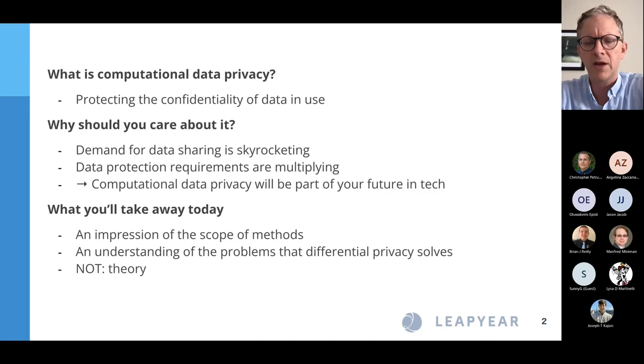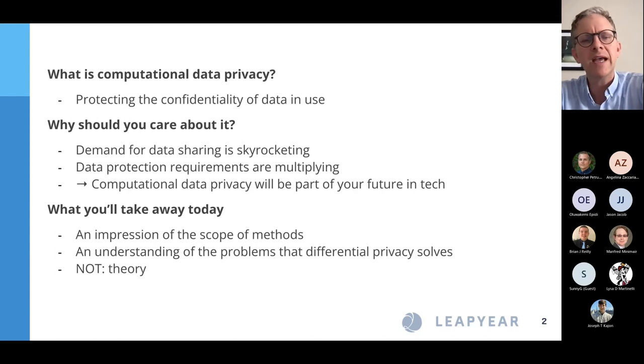And so whether it's by regulation or social pressure for companies to be more responsible with how they handle data, certainly the trend is that those requirements are only increasing. So if you combine this demand to share data more broadly with requirements to keep data private, you end up with an upswell in demand for various capabilities and implementations around computational data privacy. And I'll go as far as to say that, especially for the folks who are early in their careers here, computational data privacy will be part of your future in technology. You're going to come across it more and more, and many of the methods that I describe today will be simply status quo in just a few years' time.